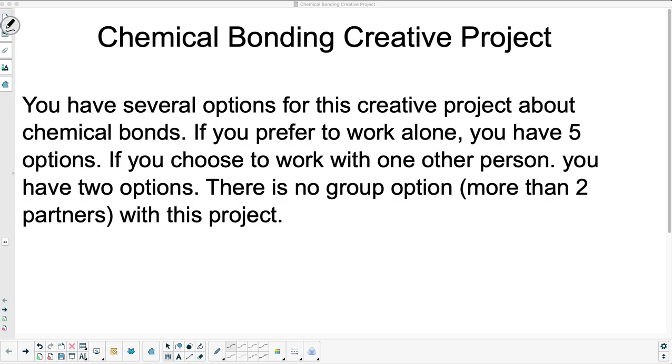If you prefer to work alone, you have 5 options. I'll go over those 5 options with you. If you choose to work with someone else, which usually doesn't happen actually, you have 2 other options. There is no group option where you have more than 2 people working together. So let's take a look at the options for working alone.